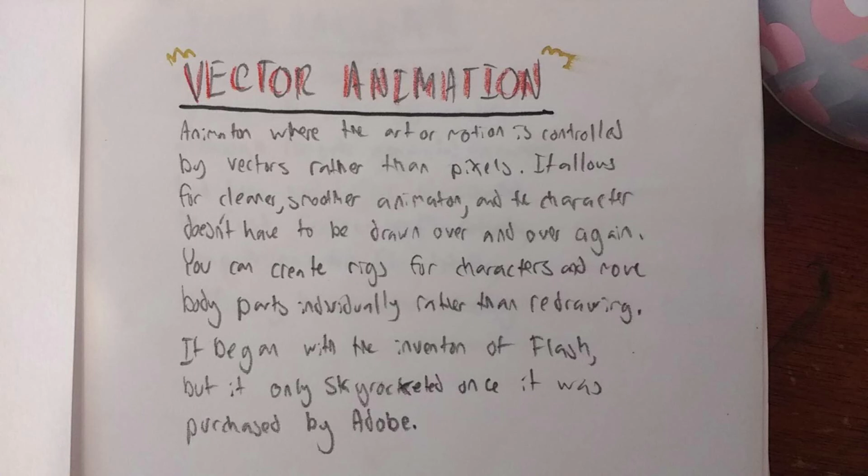Vector animation. Animation where the art or motion is controlled by vectors rather than pixels. It allows for cleaner, smoother animation, and the character doesn't have to be drawn over and over again. You can create rigs for characters and move body parts individually rather than redrawing. It began with the invention of Flash, but it only skyrocketed once it was purchased by Adobe.